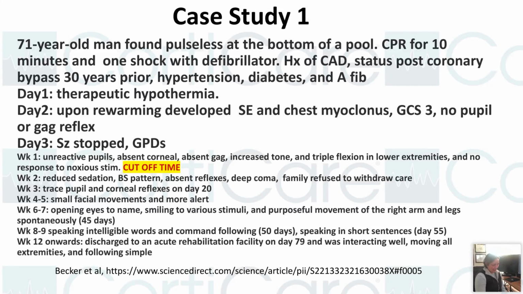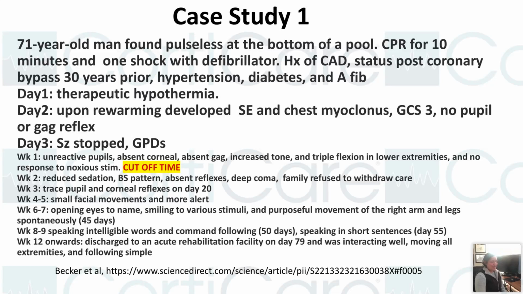So this is in detail the clinical course of the patient over 12 weeks. Week 1, there were absolutely no reflexes, no response to noxious stimuli. So that is the cutoff time. 1 week is a cutoff time in the ICU. The sedation was started to be reduced in the 2nd week. Patient is showing burst suppression. Reflexes are still absent. Patient is in coma, not waking up after the sedation is stopped. Family is refusing to withdraw care. Okay, so good thing they did not withdraw care.